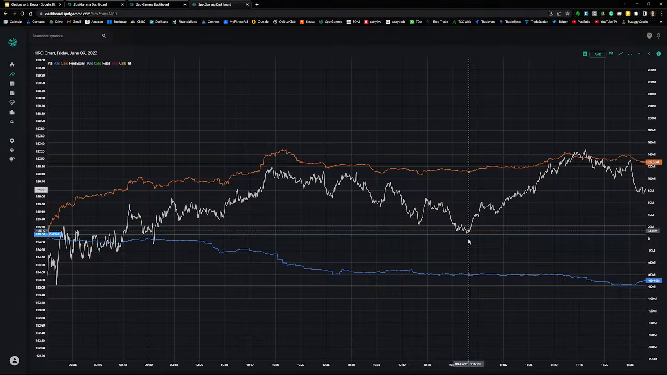When traders buy calls, market makers sell the calls, and they have to buy stock to hedge their delta exposure, and that can drive a price much higher.